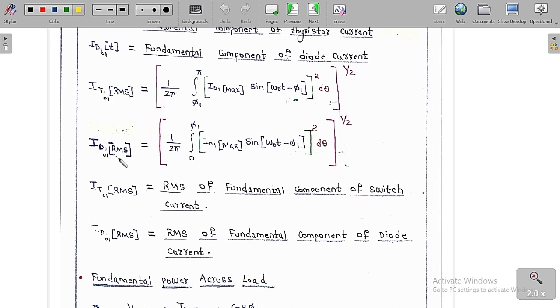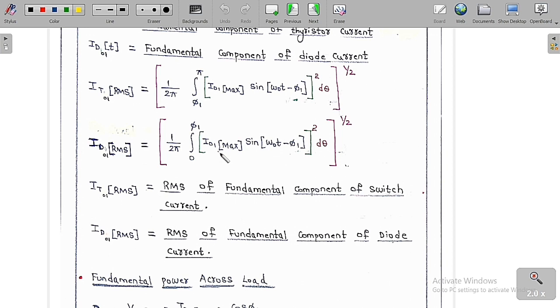Similarly, the RMS value of the fundamental component of the diode current is equal to the square root of 1 by 2 pi integration, because diode D1 is connecting only from 0 to phi 1. Whenever the diode D1 is connecting, the current in the diode D1 is the negative of the output current.